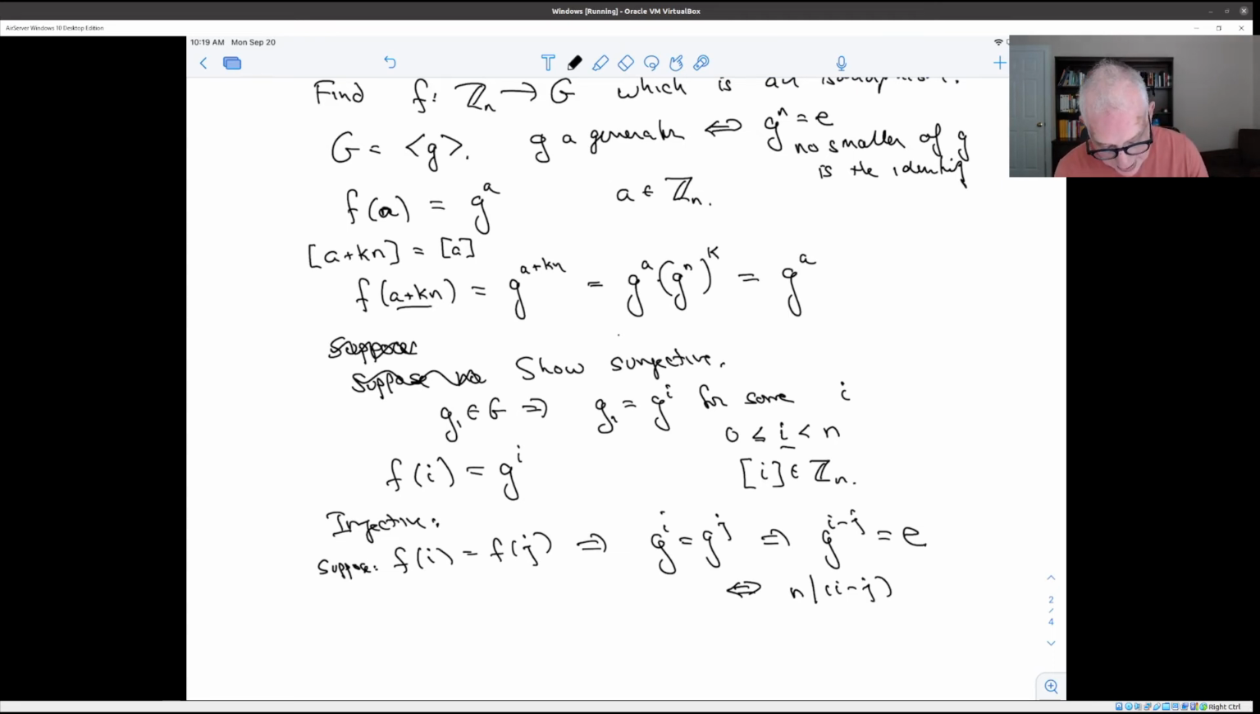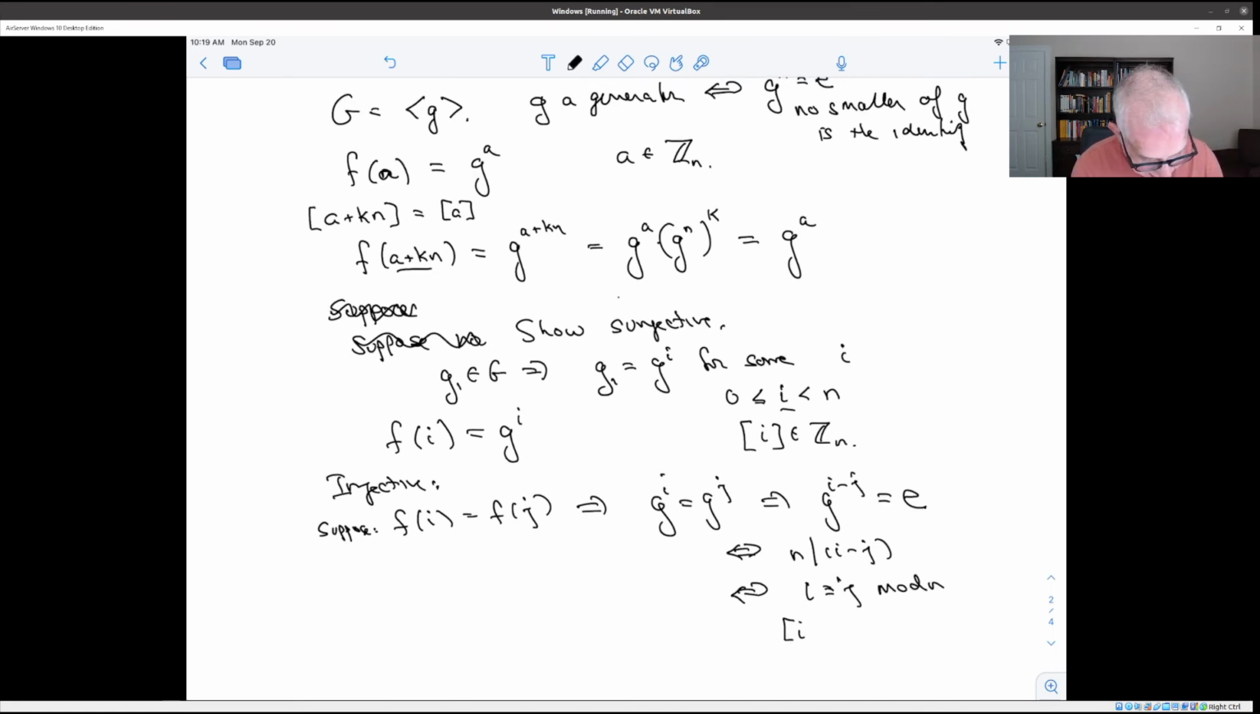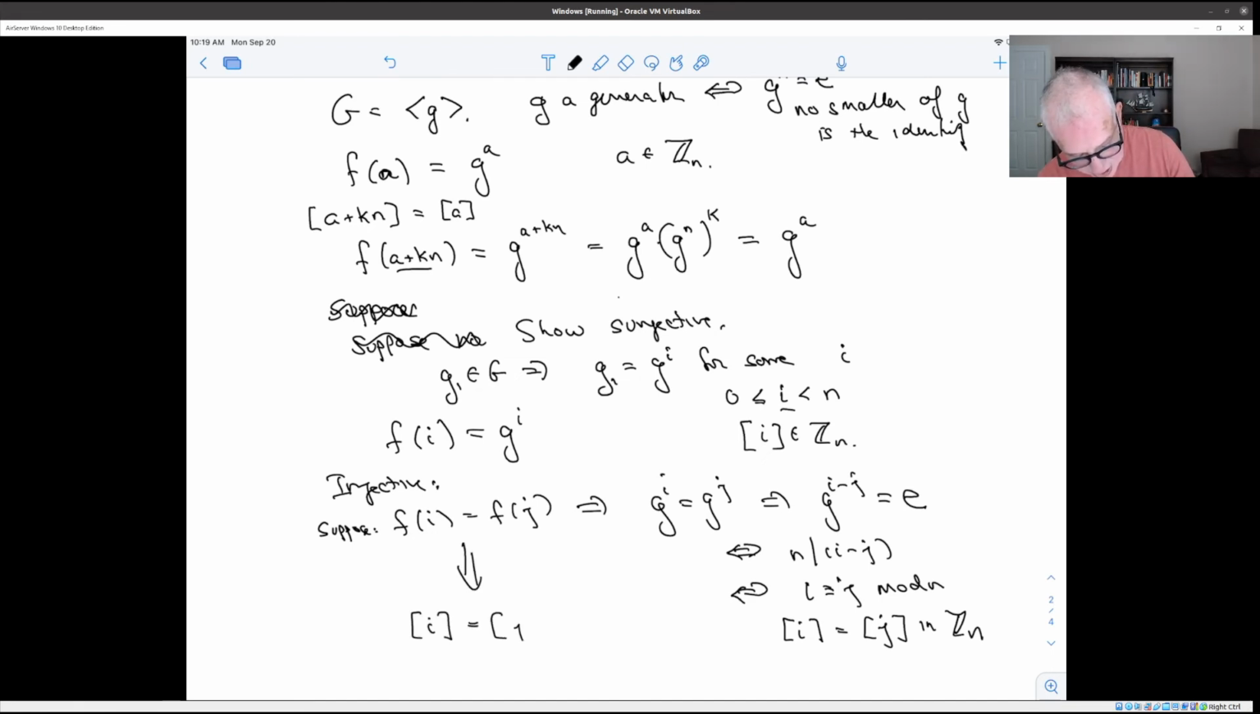So the only way f of i can equal f of j is if n divides i minus j, and that's only if i is congruent to j mod n, which means that the class of i equals the class of j in Zn. So if f of i equals f of j, this implies that i equals j, and so the map is injective.